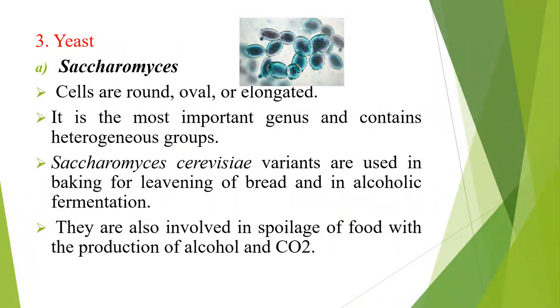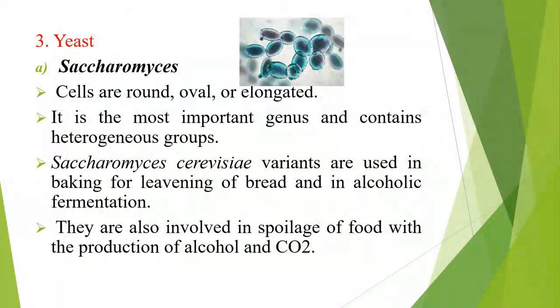Coming to the different yeast species associated with food, first one is the Saccharomyces. Here the cells are round, oval or elongated, and it is the most important genus and contains heterogeneous groups. Saccharomyces cerevisiae variants are used in baking, for leavening of bread, and in alcoholic fermentation. They are also involved in the spoilage of food with the production of alcohol and carbon dioxide.